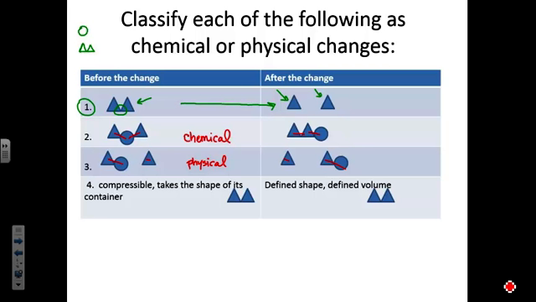In number 4, we have a triangle-triangle bond and a triangle-triangle bond. And it tells me that I start with something that's compressible and it takes the shape of its container. And then I end with something with defined shape and defined volume. And this definition is telling me that I start with a gas. And this definition is telling me that I end with a solid. I combine that with the fact that I didn't make or break any new bonds, and this is simply a physical change.